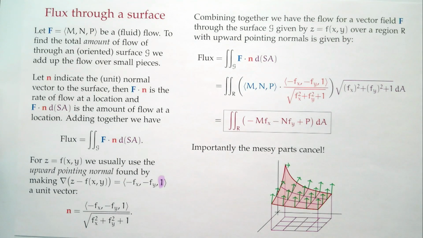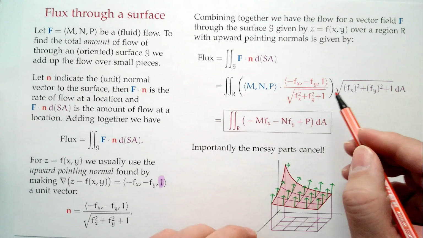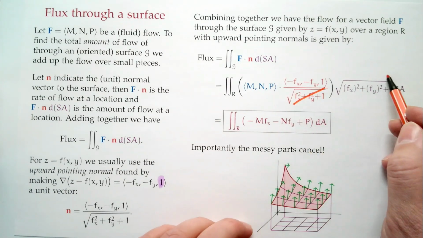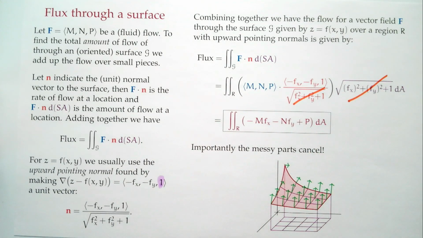And now, you see that very similar to line integrals, the terrible parts cancel out. The square root, the things that are annoying, are gone. What you're left with is something very clean and simple. It becomes the integral over your region of minus M times f sub x minus N times f sub y plus P dA. So it makes it a much easier thing to work with.